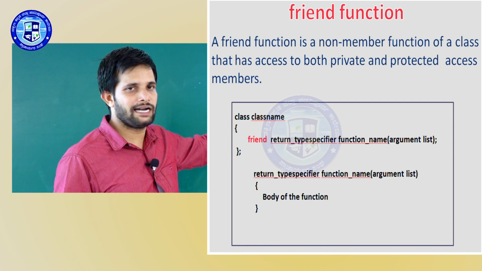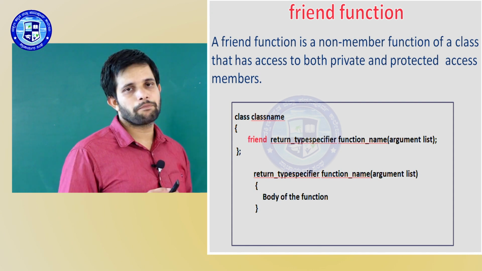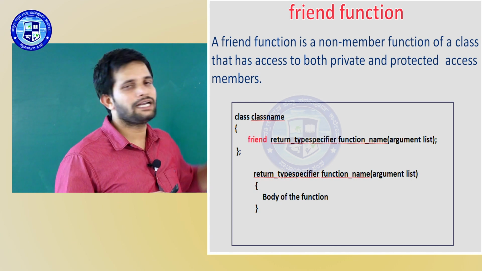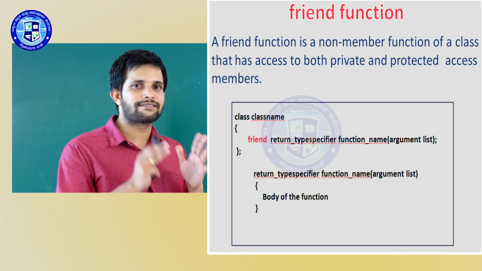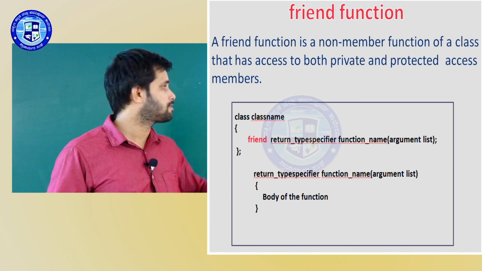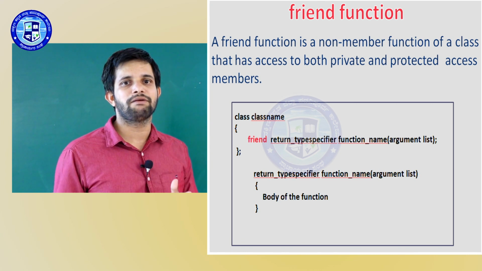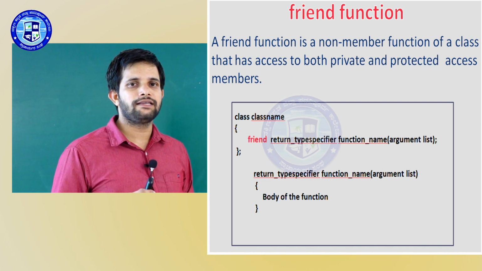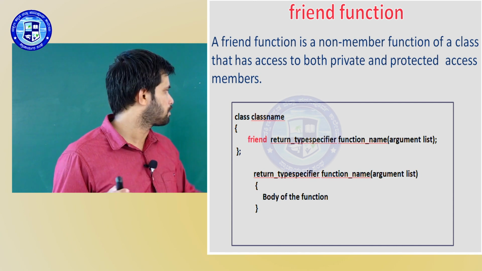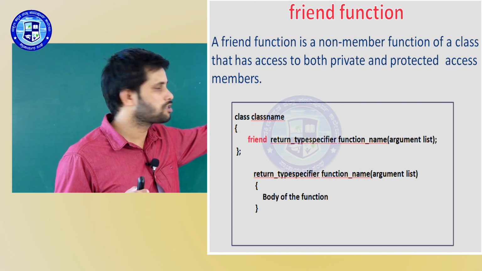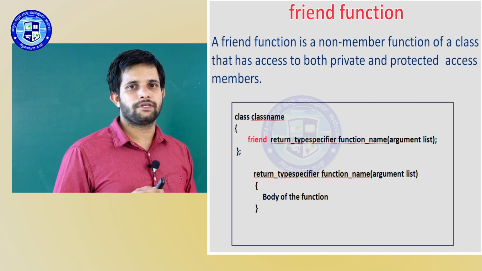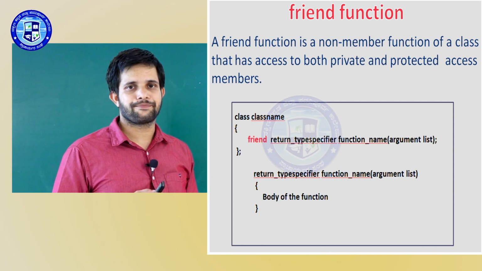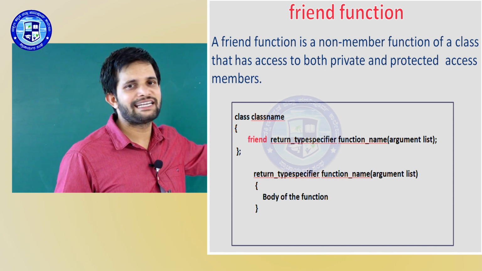When the friend function is declared, you are supposed to use a special keyword called friend. But where do you define that particular function? You are not going to define it inside the class. If you define it inside the class, that becomes a member function. I am talking about a non-member function. You are supposed to define it outside the class. When you are defining the non-member function or friend function outside the class, you are not supposed to use the keyword friend. You don't even use the scope resolution operator here. You don't need the class name here. It will be defined like an ordinary function.